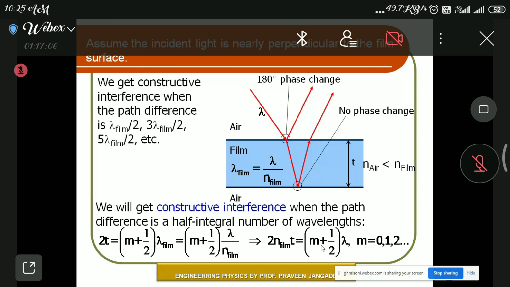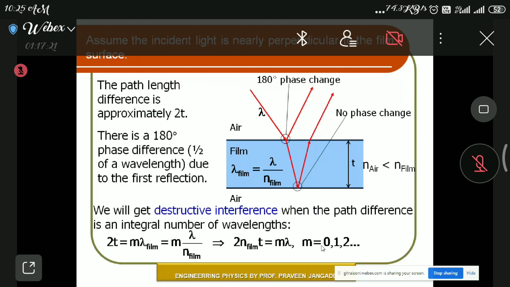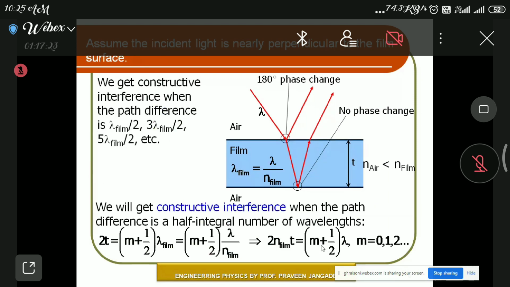It is not mandatory to use m here; you can use n also, there is no problem. Only the notation should be properly mentioned in the diagram, whether m or n, but it should start as here. In this case m starts with 0, 1, 2, so here also m should start with 0, 1, 2 only. If you say (m minus 1) lambda by 2, then that will start with m equals 1, 2, etc. So these conditions you should remember properly.